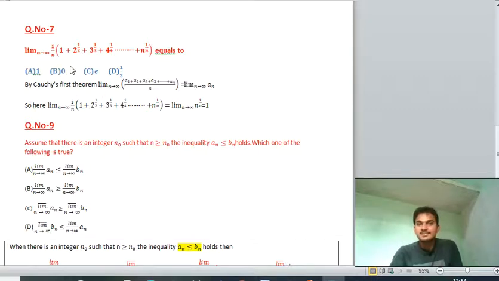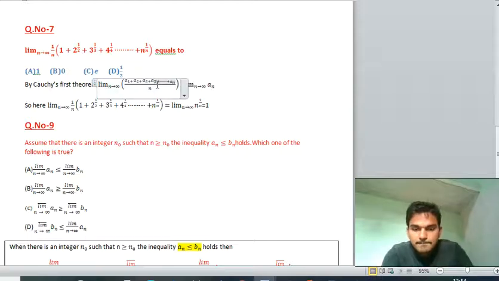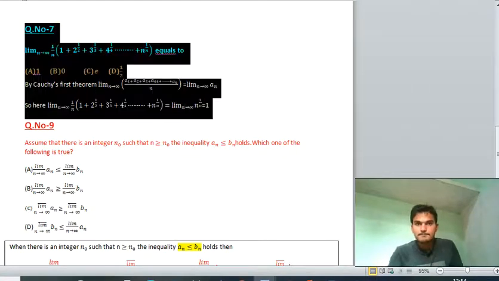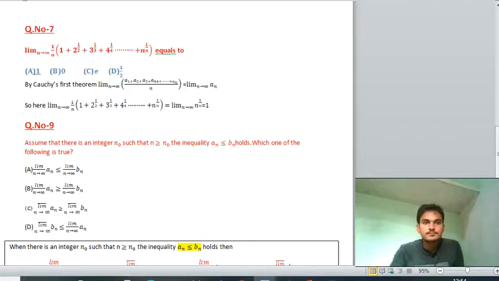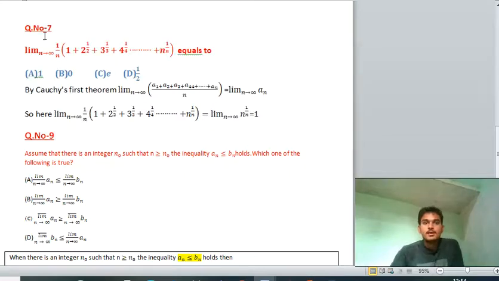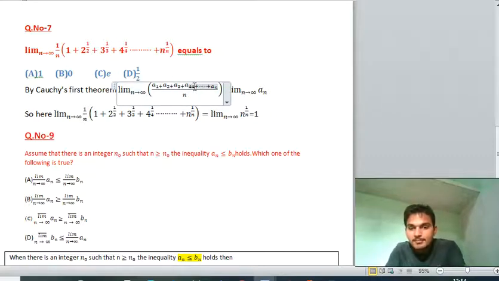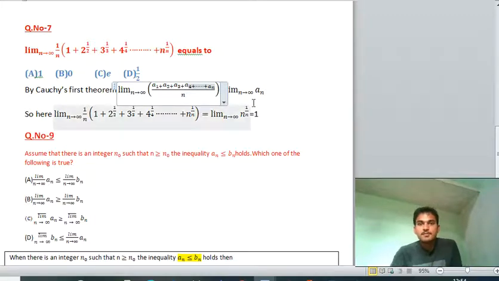By Cauchy's first theorem, the sequence is a_n: first term a1, second term a2, a3, a4. So the limit as n tends to infinity of (a1 plus a2 plus a3 plus a4 plus dot dot dot plus a_n) divided by n is equal to the limit of a_n.